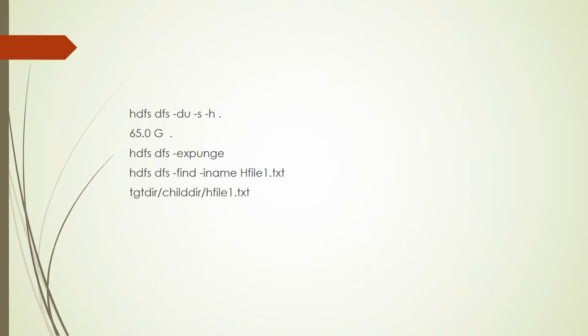-expunge, it will delete the files that are older than the checkpoint retention in the trash folder. -find, -iname, here the file name is case insensitive, so it will list the file. This is the output. Target directory, child directory, file1.txt. -du -s, it will give the summary of the file size rolled up to the current directory. -expunge, it will delete the older files in the trash folder. -find, -iname, file name, here the file name is case insensitive and it will find the file.